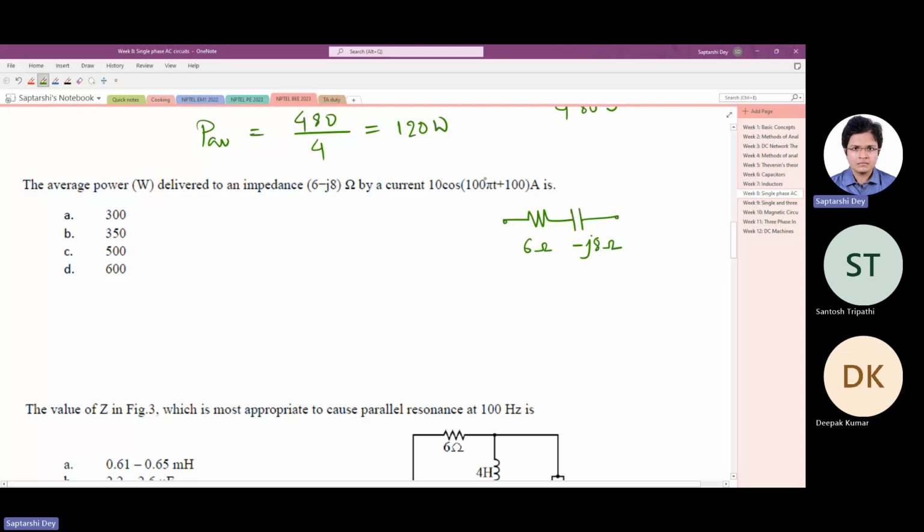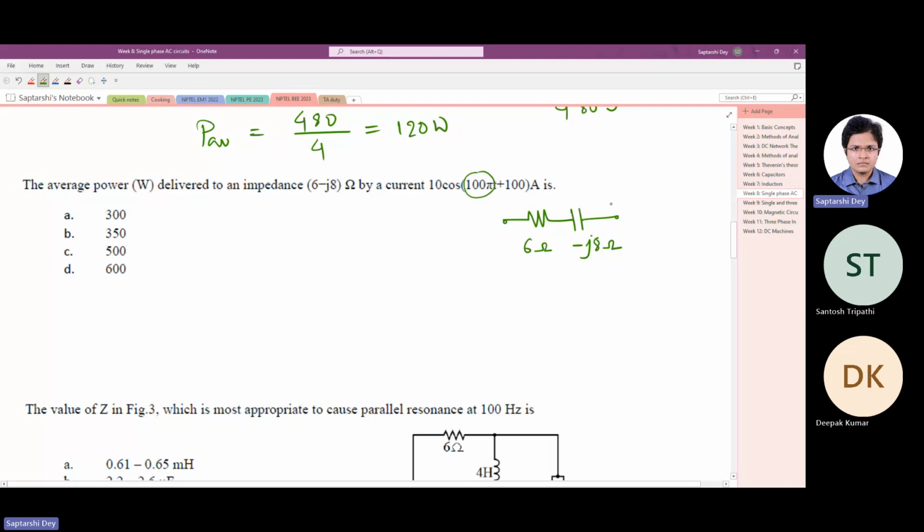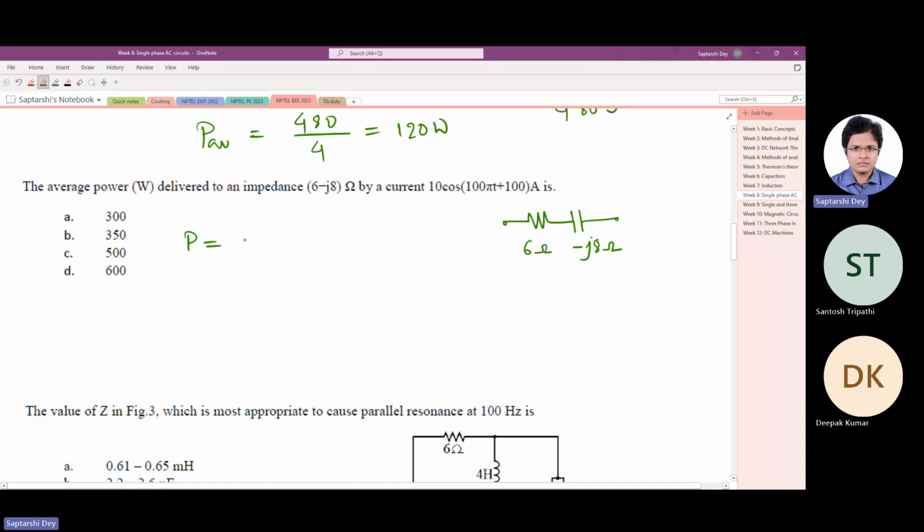Because in the question, frequency is mentioned, right? So at this frequency, this capacitor gives you an impedance, or reactance, of 8 ohm. At another frequency, it will give you some other impedance. So that's how it works. The question is the average power delivered to that impedance by a current of this. The capacitor does not dissipate any power, right? Only the resistance dissipates the power. So to find the average power, all we have to do is I squared R.